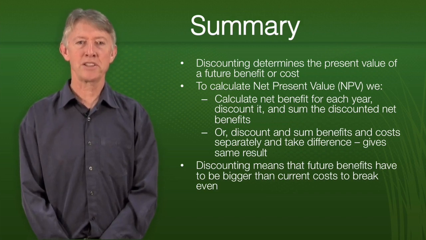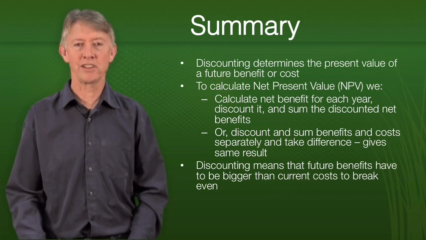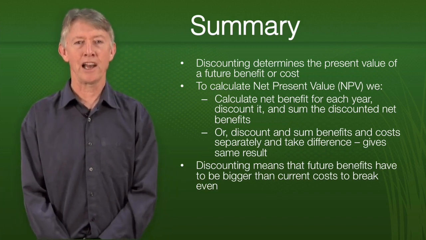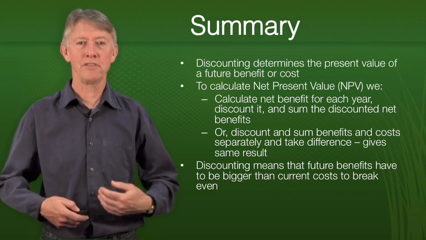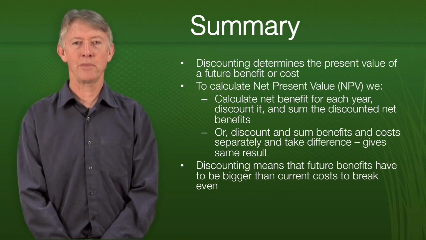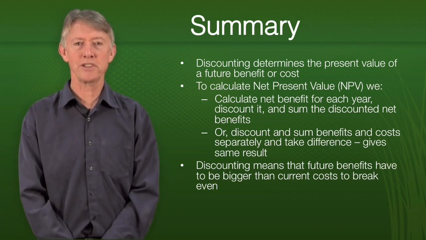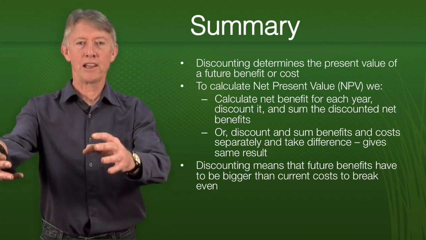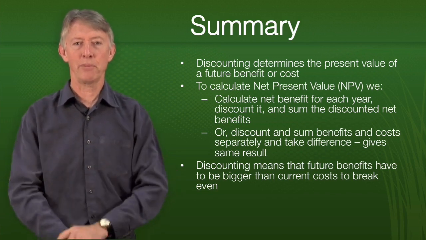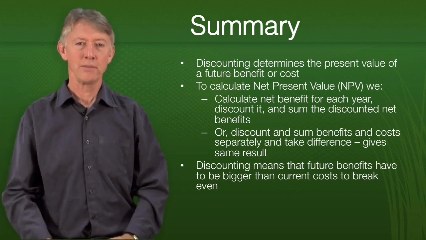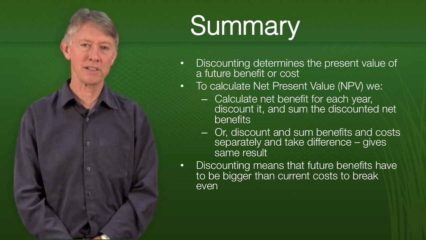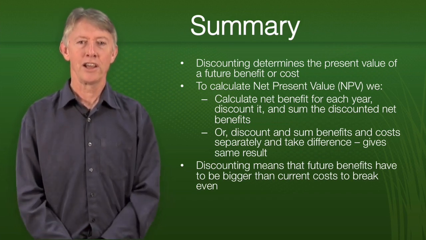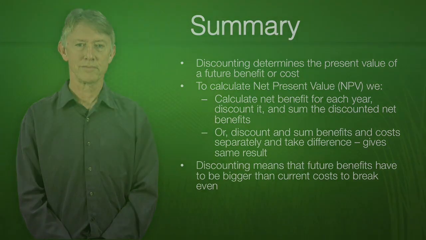So discounting means that the future benefits have to be bigger than the current costs in order to break even. So it's exactly the same as we observed when we were charging ourselves interest on costs and inflating those up to compare those to future benefits. This time we're reducing future benefits and comparing them to present costs, but the same result occurs. The future benefits need to be larger than the present value, the current costs, in order to outweigh them.